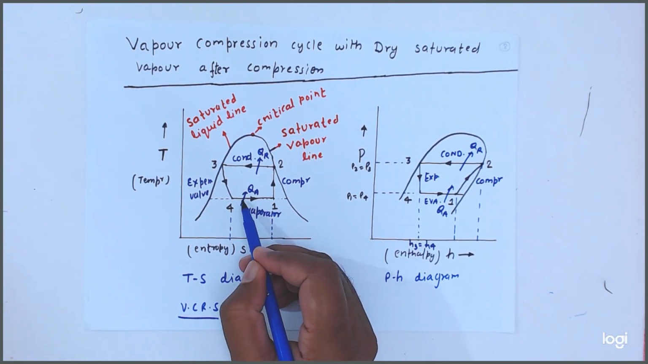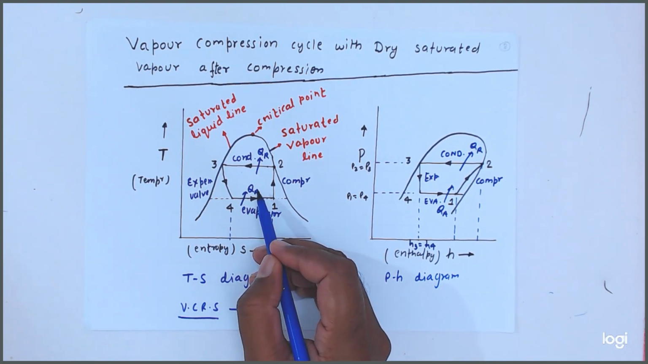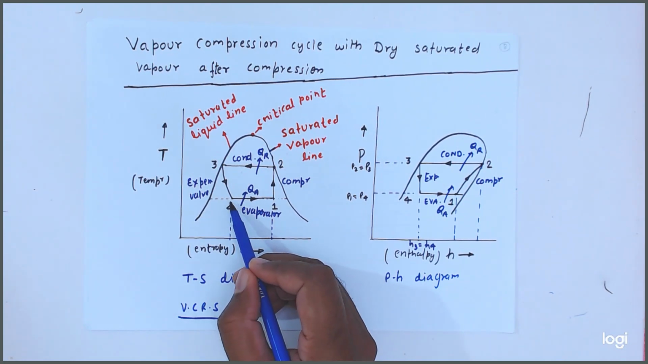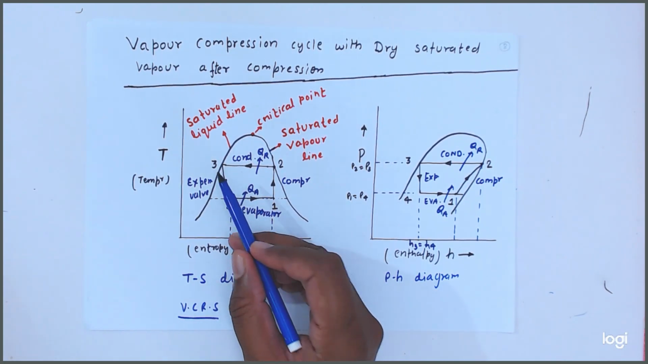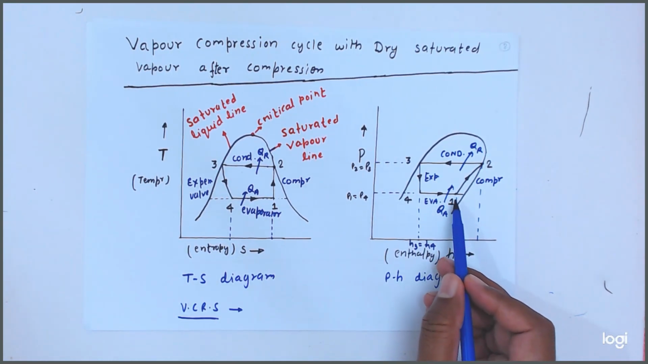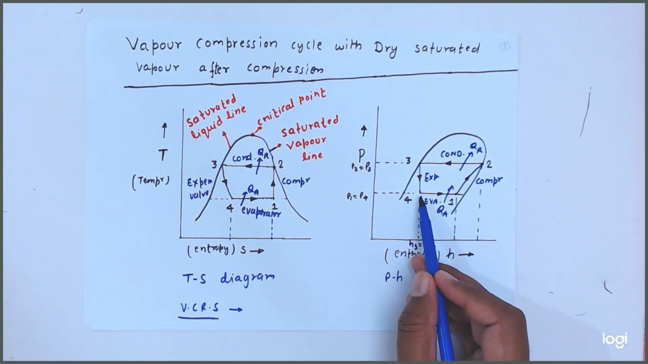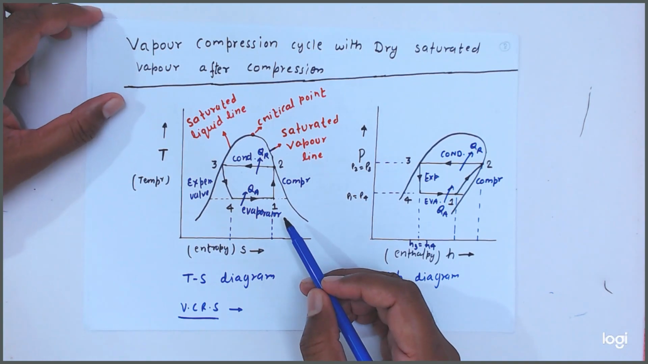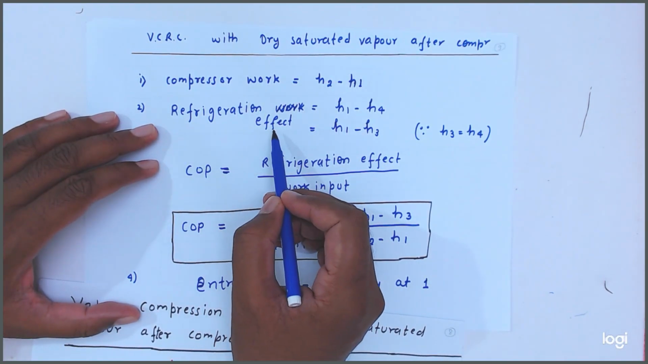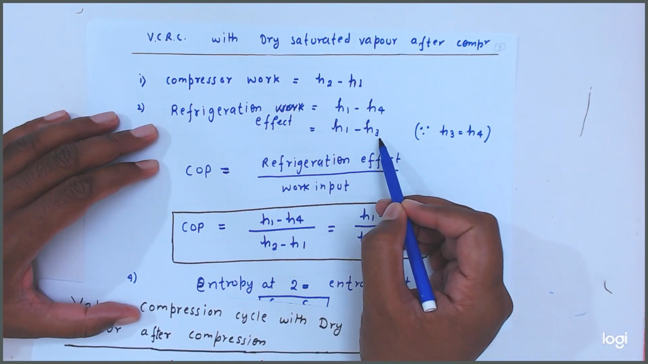Whatever process is there in the evaporator, it will give the refrigeration effect. Getting friends? So enthalpy at point 1 minus enthalpy at point 4, since enthalpy at point 3 equals enthalpy at point 4, H3 is equal to H4, so H1 minus H3 or H1 minus H4 will give the refrigeration effect. Getting friends? So refrigeration effect is H1 minus H4 or H1 minus H3.